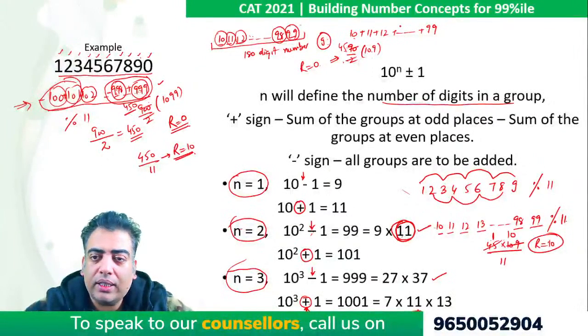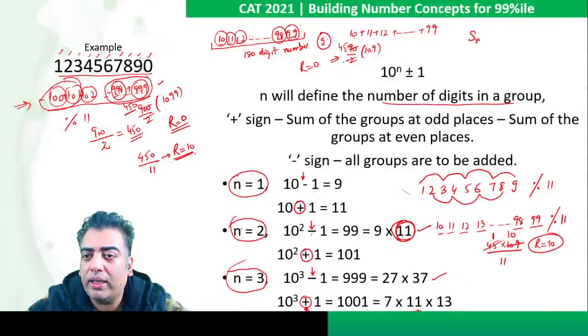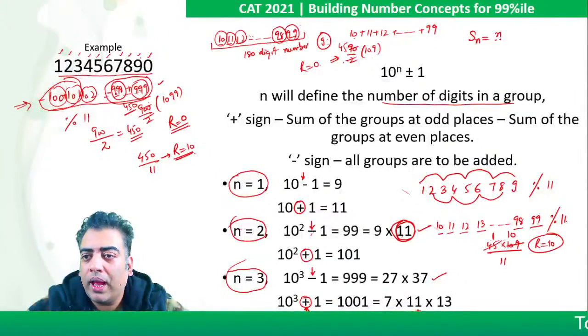We did it yesterday, Tarun. Sum of n numbers is equivalent to n by 2 into first term plus last term.